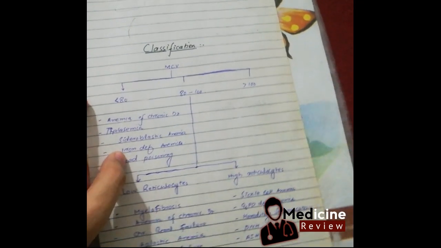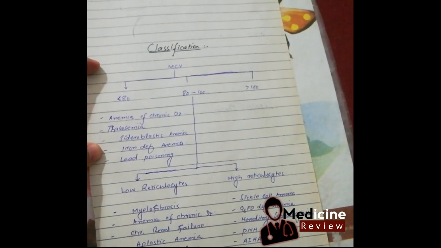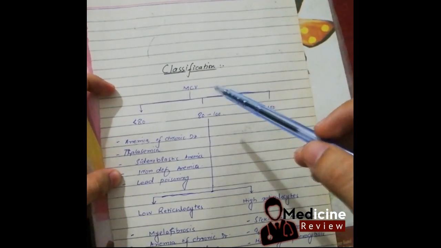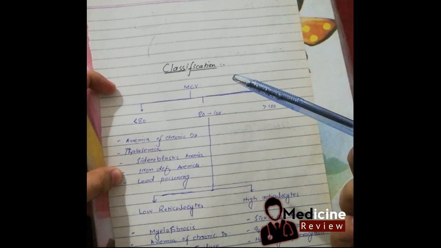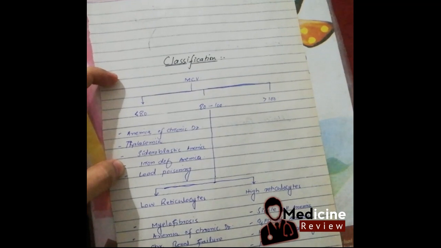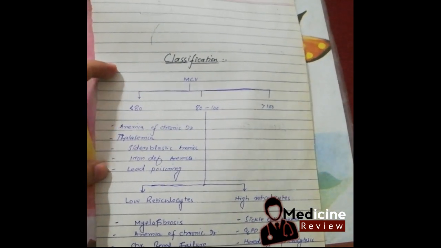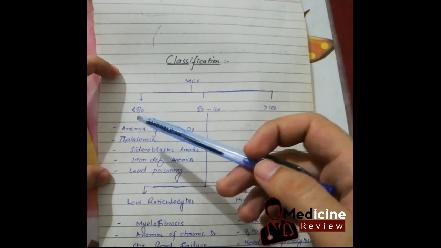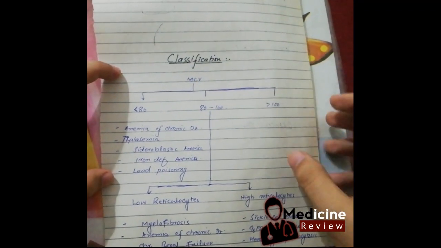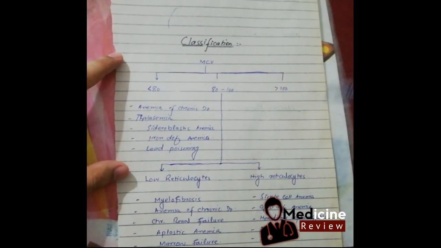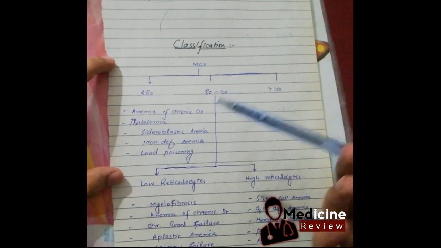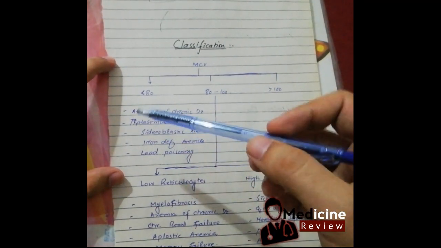Another important topic in anemia is classification. For classification, important is MCV, which is the mean corpuscular volume. Depending on the mean corpuscular volume, we can classify the anemia into different types. Like if the MCV is less than 80, then we can have certain types of anemia. I remember these types of anemia with a mnemonic, TAILS.